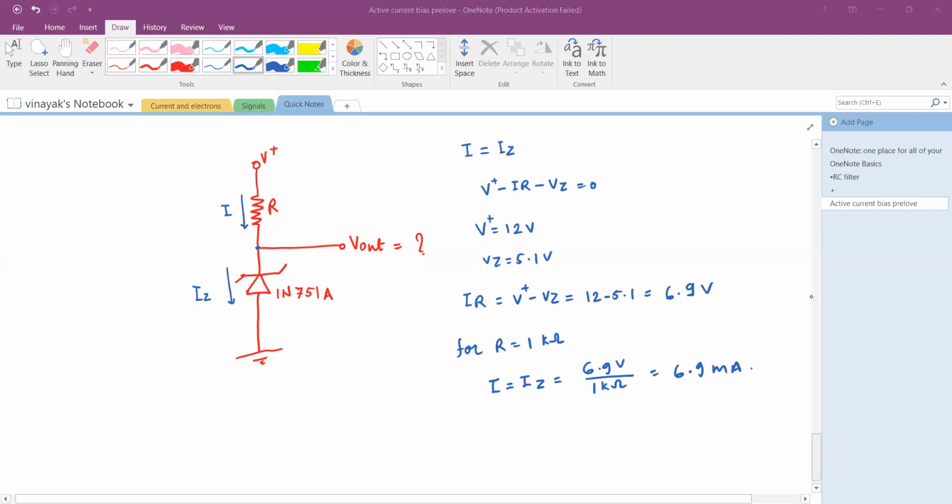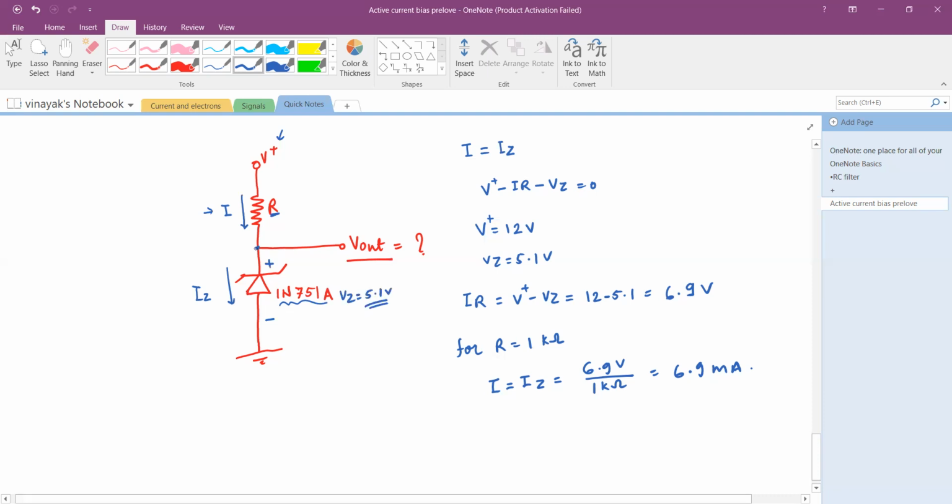Hello there. So here we are asked to determine the output voltage of this circuit, that is V out. We are given a voltage source V plus, and we have this resistor R that draws the current I from the supply, and then we have put up this Zener diode, which has a manufacturer number 1N751A. So it has a reverse breakdown voltage, VZ, of 5.1 volt.